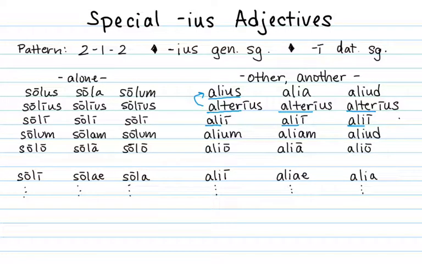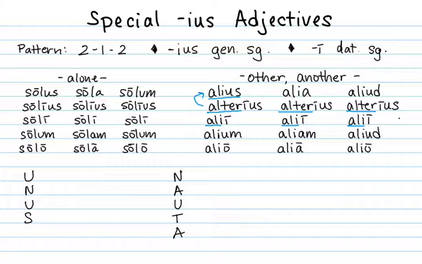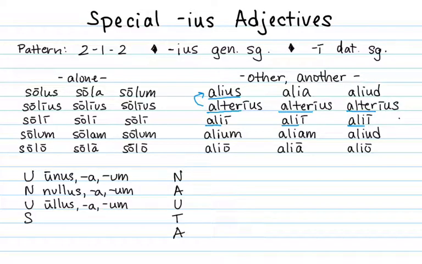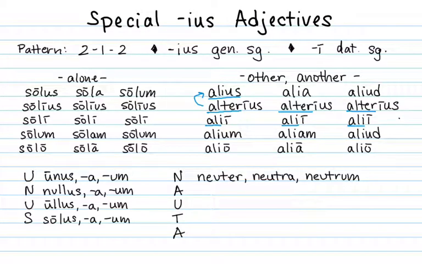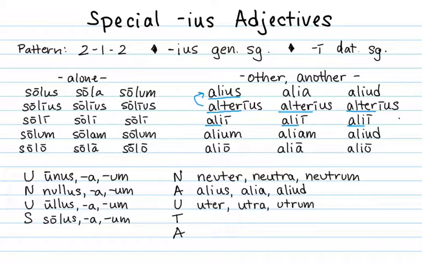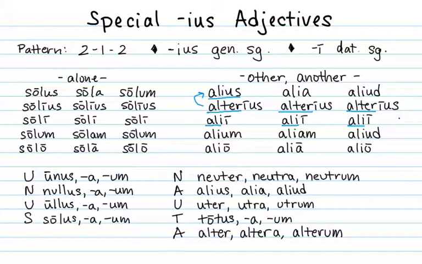So the 9 adjectives that follow this pattern are unus, a, um, which means one; nullus, a, um, which means none or no; ullus, a, um, which means any; solus, a, um, which means alone or sole; neuter, neutra, neutrum, which means neither of two; alius, alia, aliud, other or another; uter, utra, utrum, each of two; totus, a, um, which means entirely or total, whole; and then alter, altera, alterum, which means the other of two.